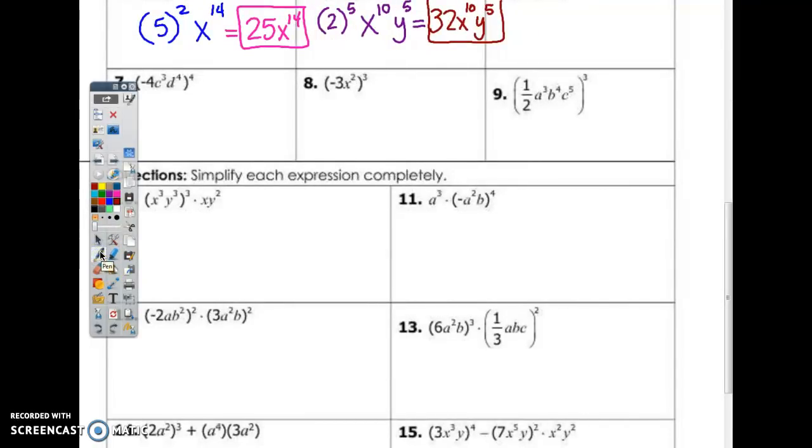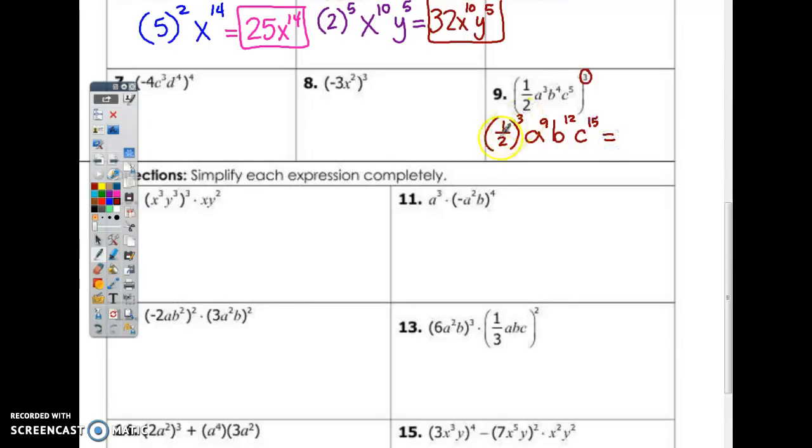In the calculator, you're going to put the parentheses 1/2 to the power of 3, right? And then you're going to multiply the exponents. So my a, 3 times 3 is 9. My b, 4 times 3 is 12.